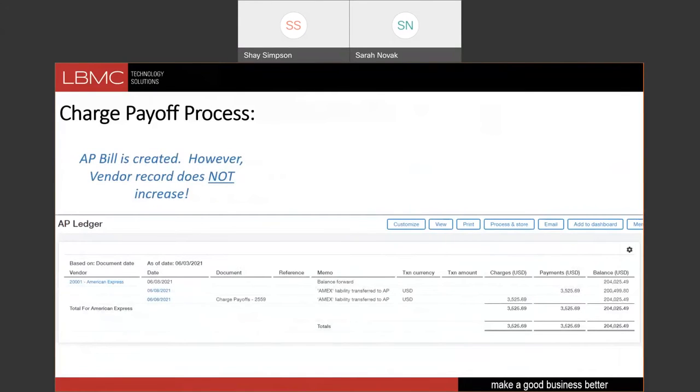Now our AP bill is created. But what do we see? Our vendor record did not increase. When those credit card transactions went in, it showed us that we had X number of dollars due to American Express, but we didn't see an AP bill. When we go in and actually do that charge card payoff process, that's when the AP bill is created.